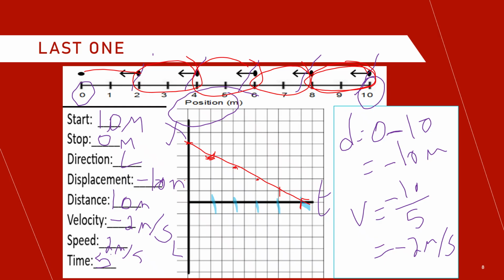Now that we've practiced enough, we look back at the information. We started off over here at point 10. We ended up over here at point 0. The total time is 5 seconds. And the distance between each one of these is the size of our velocity. And we know we are going backwards. So minus 2 meters every second.